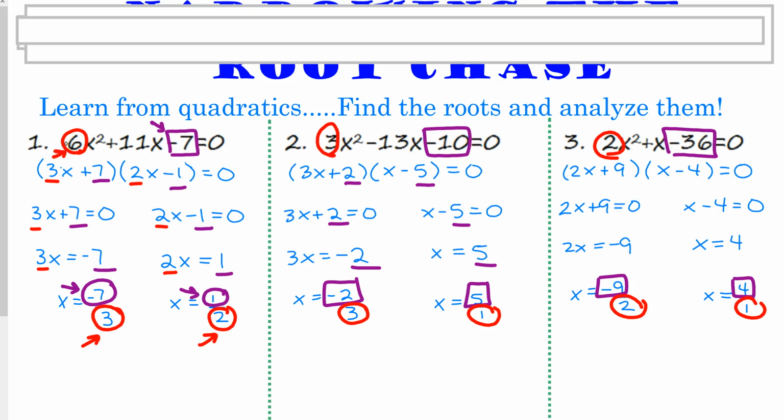Now, that only narrows it down. That doesn't tell you exactly what they are because, of course, if you take a look at number 3, 36 has a lot more factors. You don't know that it's going to be -9 and 4, or even maybe +9 and -4. Couldn't it be 6 and 6, or 18 and 2, or something like that? So there's options, but we've narrowed down the options.